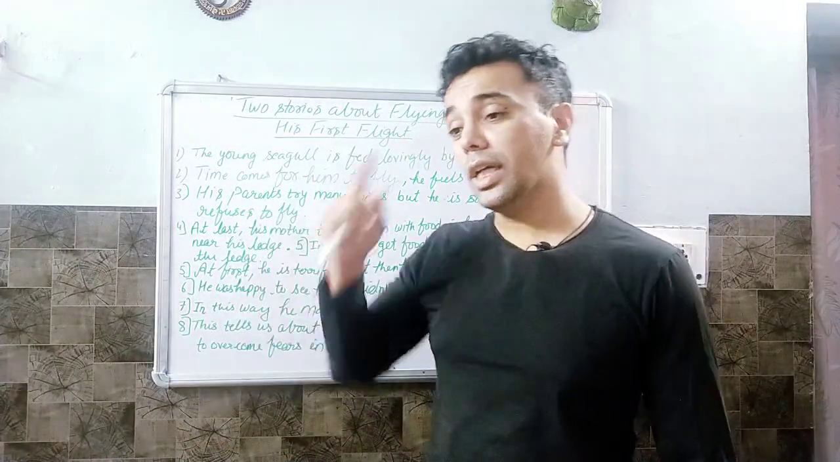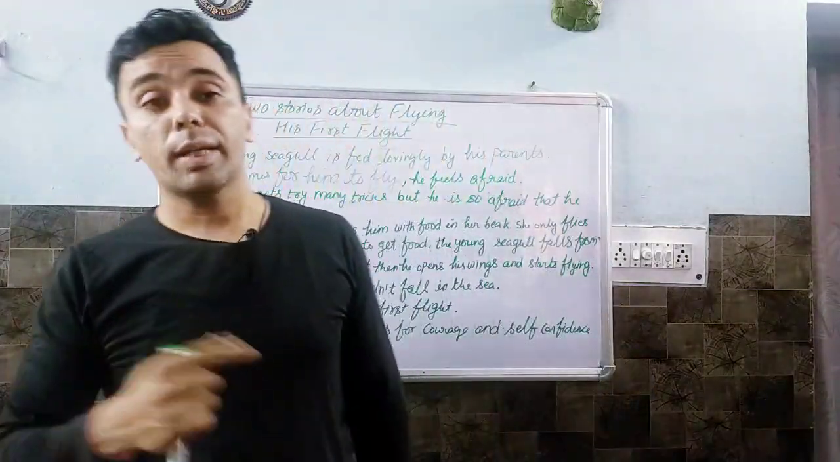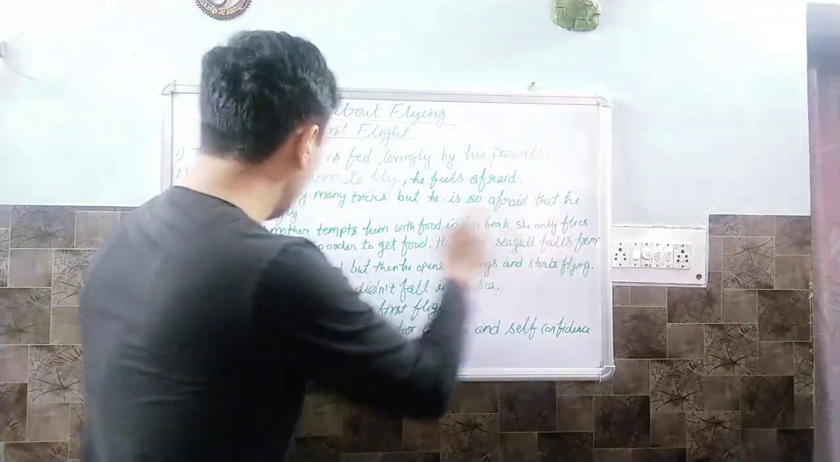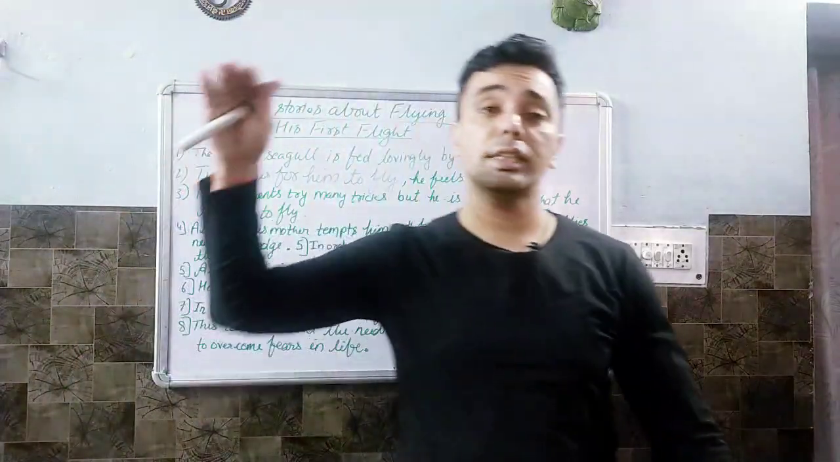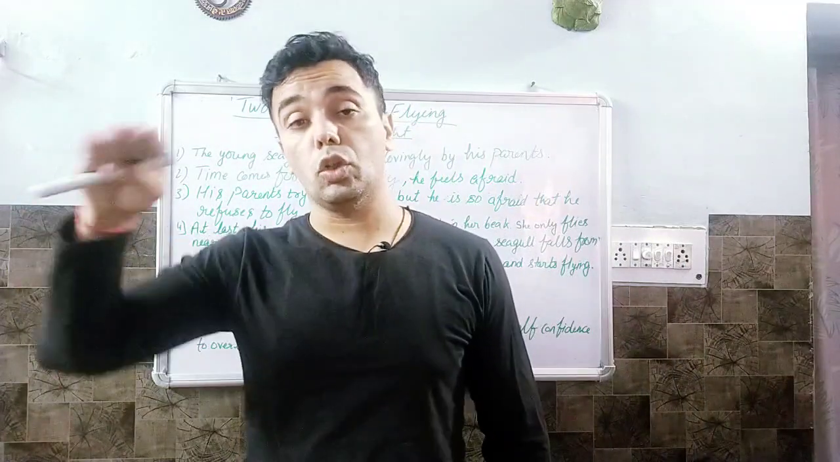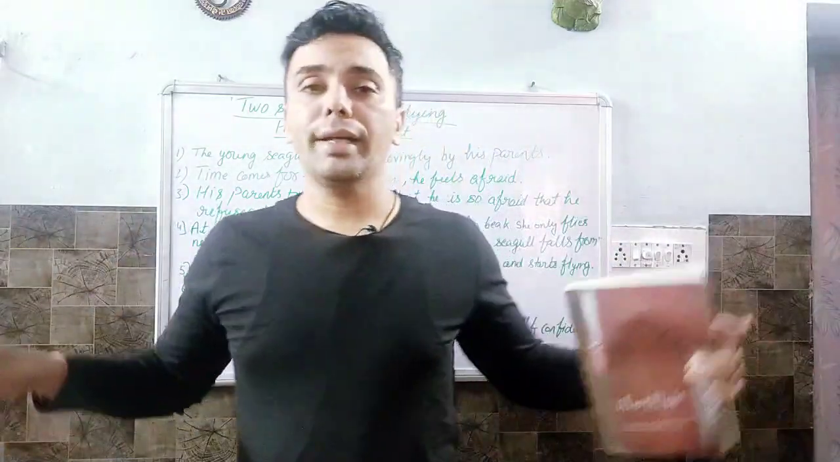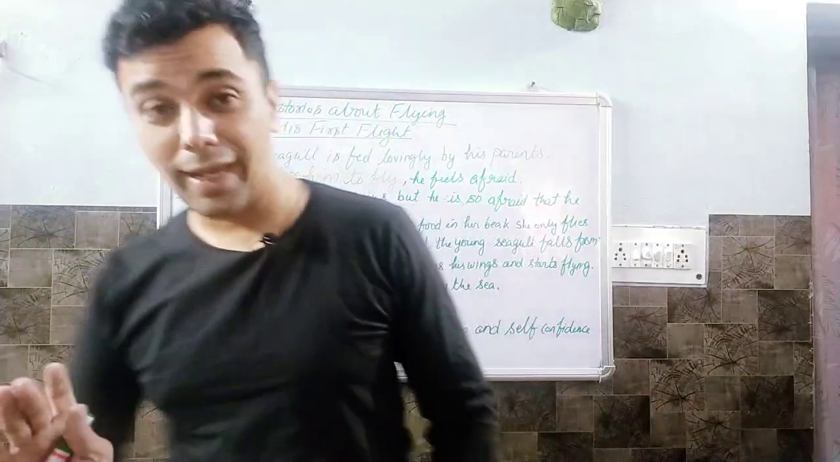Then at last his mother thinks about a trick to make him fly, and she tempts him with a food in her beak. She only flies near his ledge. उसके ledge के पास तक जाती है. She did not land on the ledge and go to him and give him the food. She just flies near his ledge and he was hungry.